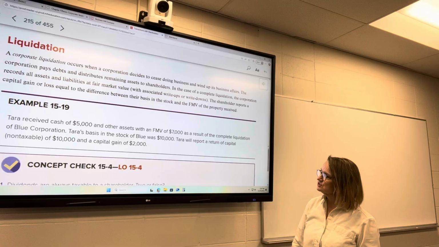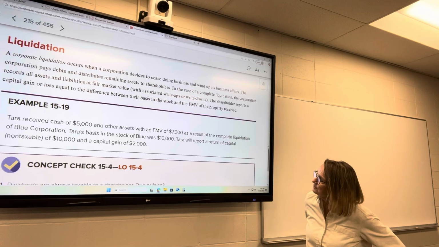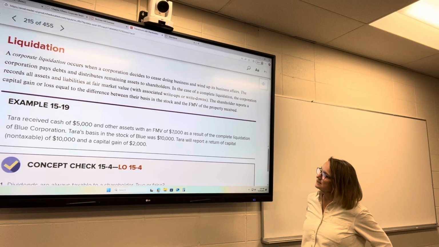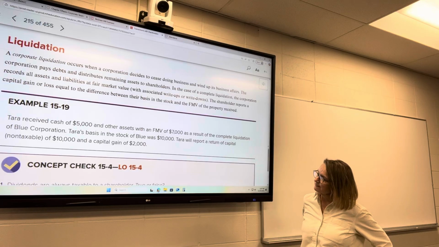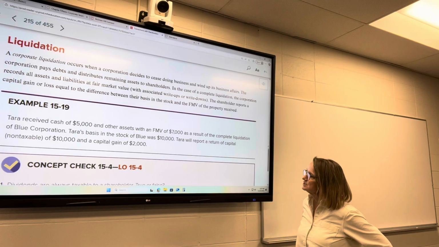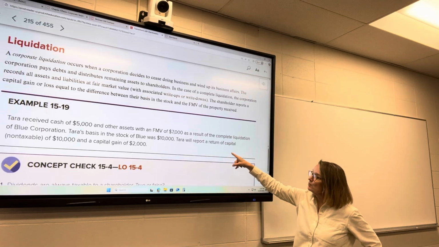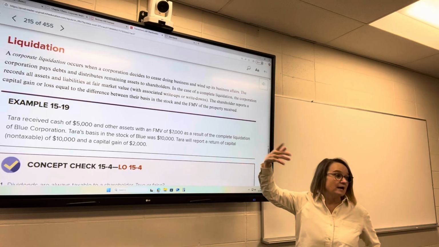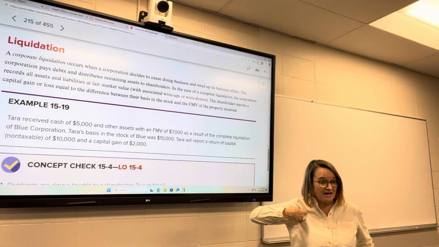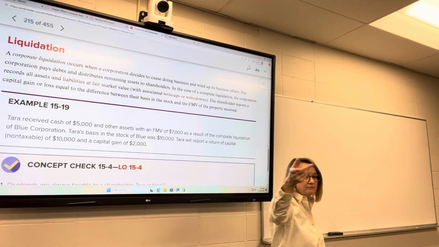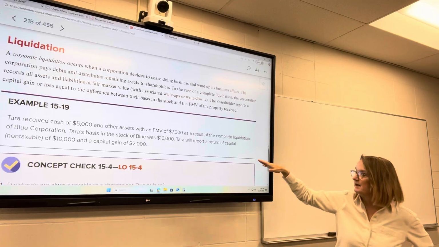Example: Tara received cash of $5,000 and other assets with a fair market value of $7,000 as a result of the complete liquidation of Blue Corporation. Her basis in the stock was $10,000, so she received $12,000 out of it, right? She's going to report a return of capital of $10,000. It's not taxable to her. She's just getting her money back out of it, and a capital gain of $2,000. So that's the amount over and above the amount that she had invested.